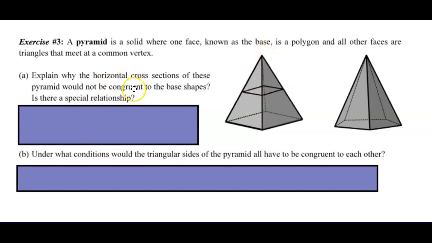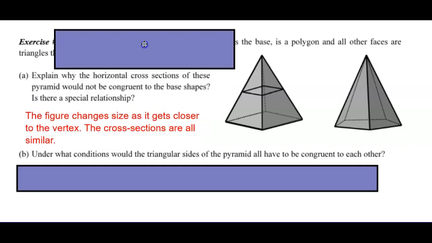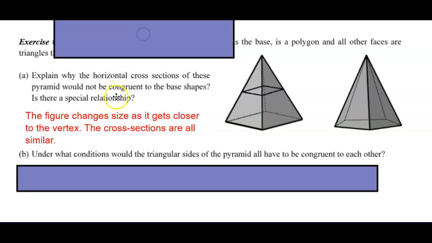So explain why the horizontal cross sections of these pyramids would not be congruent. Well, the figure is going to change size as it gets closer, because as we move up the pyramid, it's tapering to a point. And so, yes, they are all similar to each other, but they're going to keep getting smaller as you get closer to the top. So if I slice this thing, I will always get a pentagon, and that pentagon is going to get smaller and smaller as it goes up.